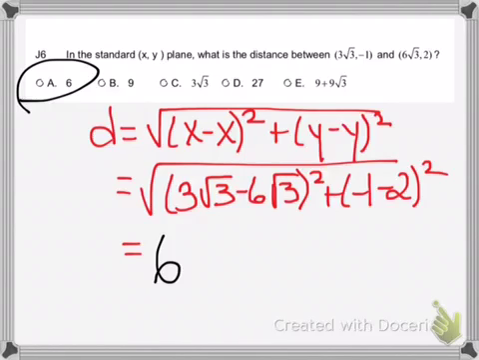It's the square root of x2 minus x1 squared plus y2 minus y1 squared. I substituted in my x values for x. I substituted in my y values for y. I put it in my calculator, and the answer was A, 6.